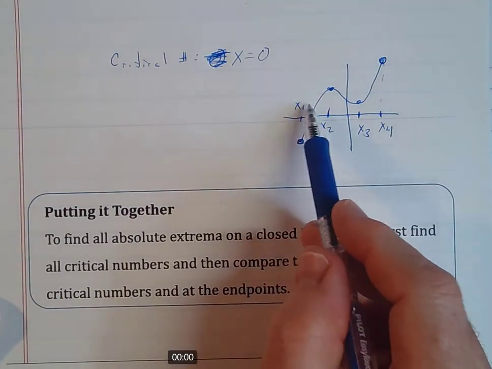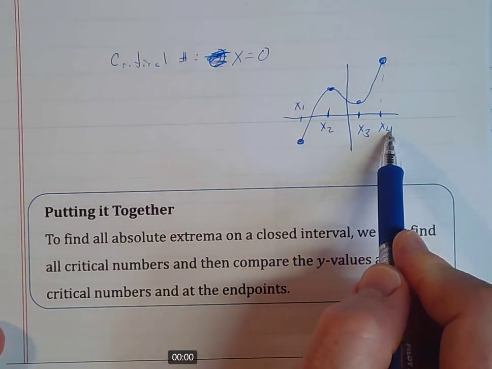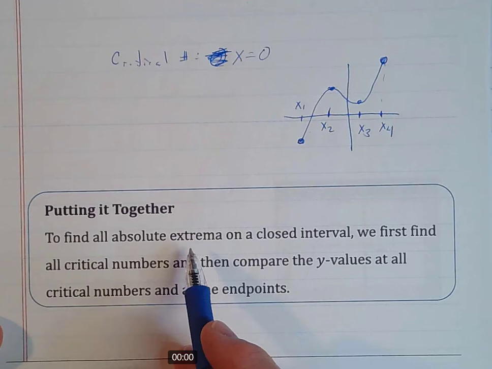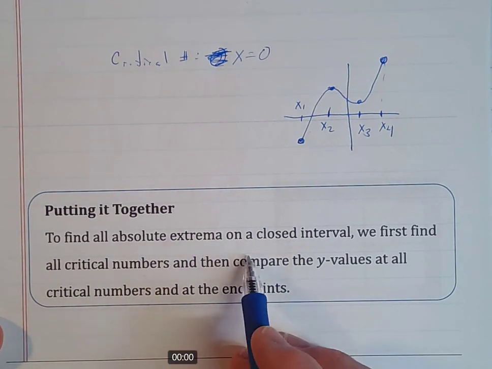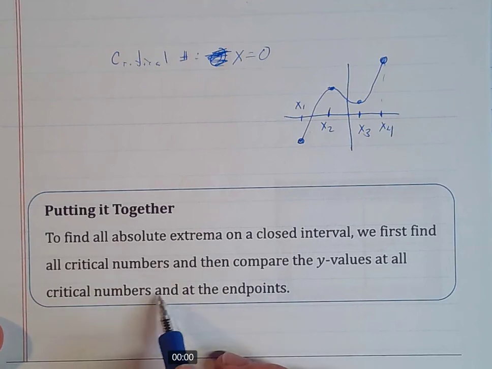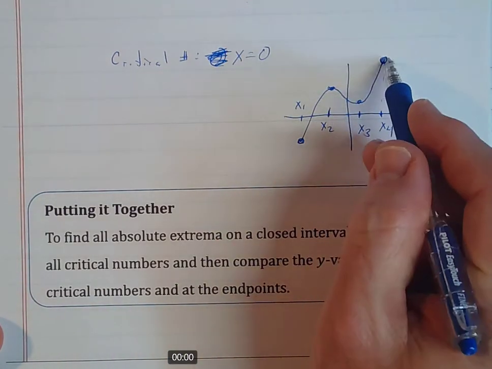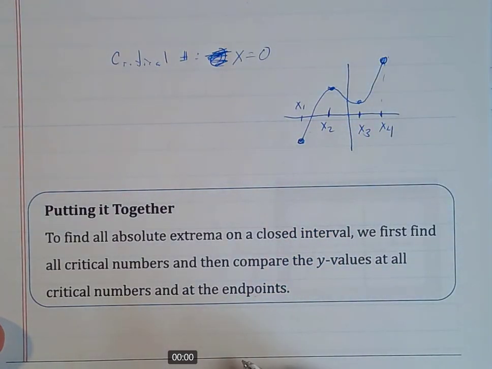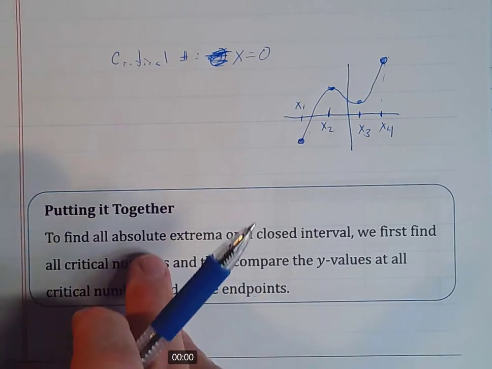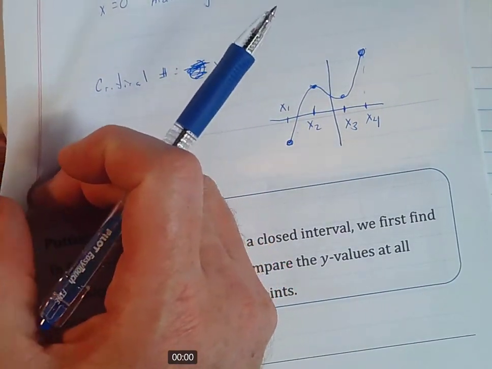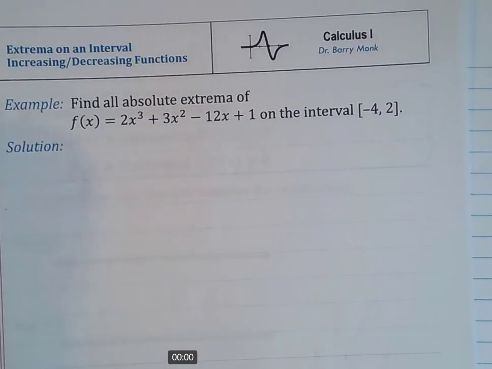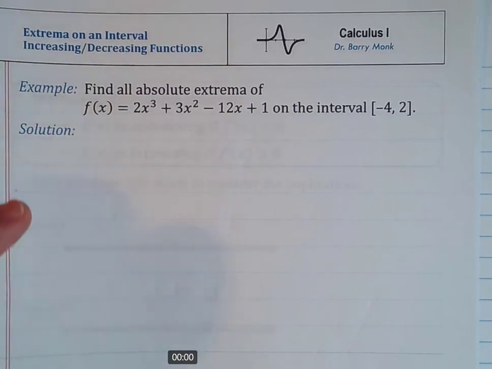That means that I've sort of narrowed it down to 4 numbers. So to find all the absolute extrema on a closed interval, we're going to find all the critical numbers, and then compare the y values at those critical numbers and the y values at those endpoints. So we're just going to look at each one of these 4 points and say, well, which one's the highest? Which one's the lowest? That will give us our absolute extrema. Okay, so let's do it.